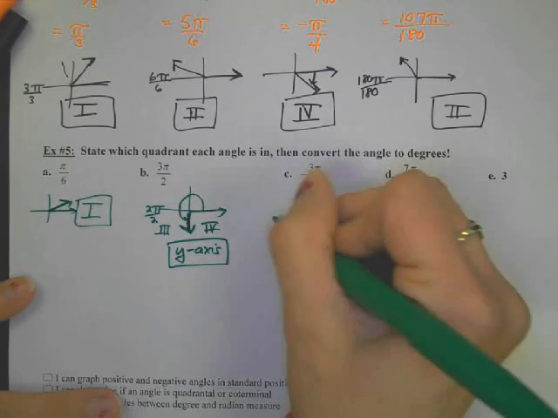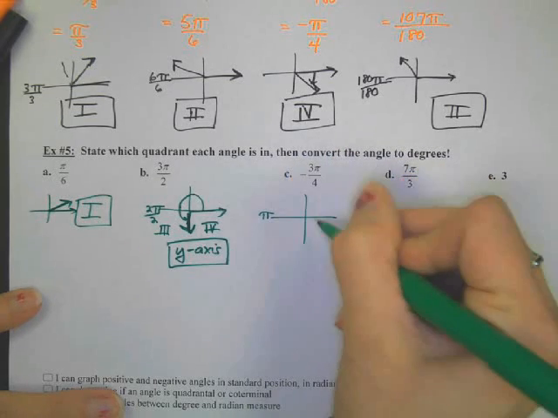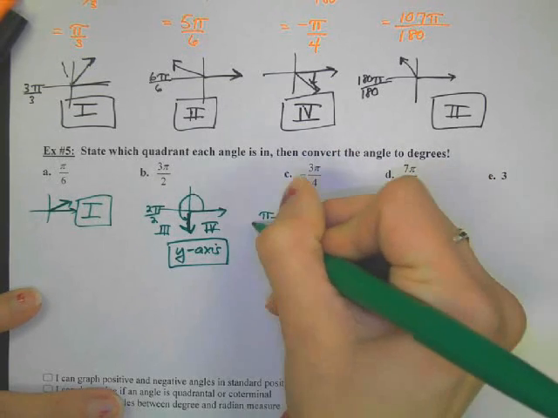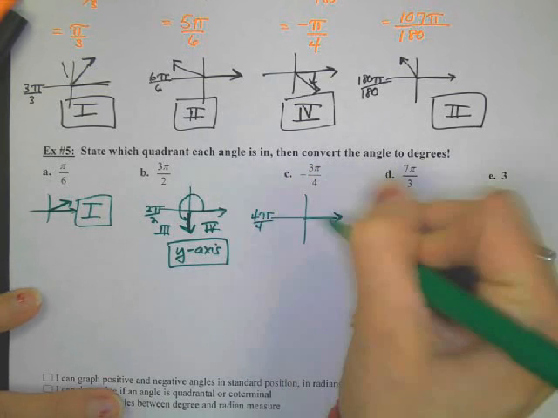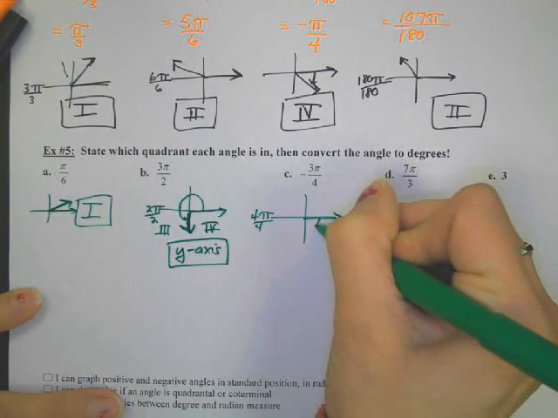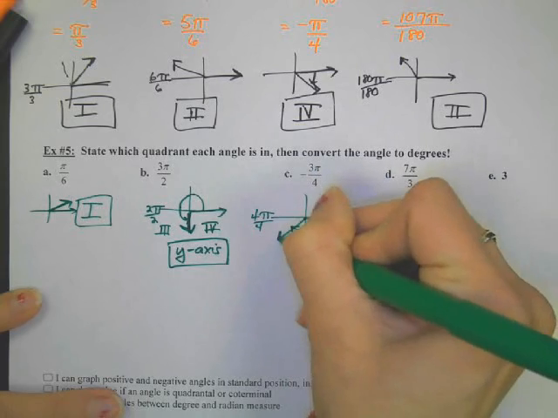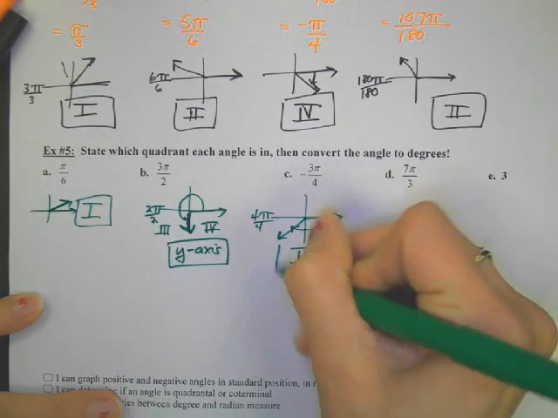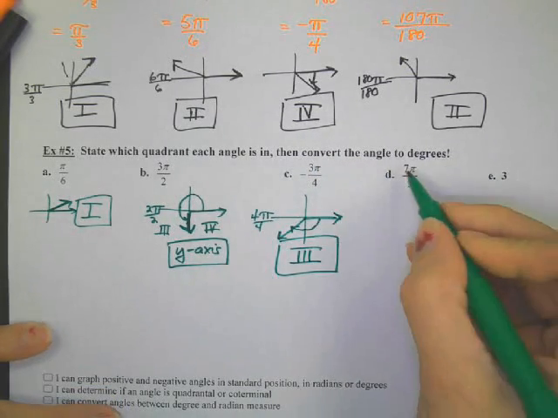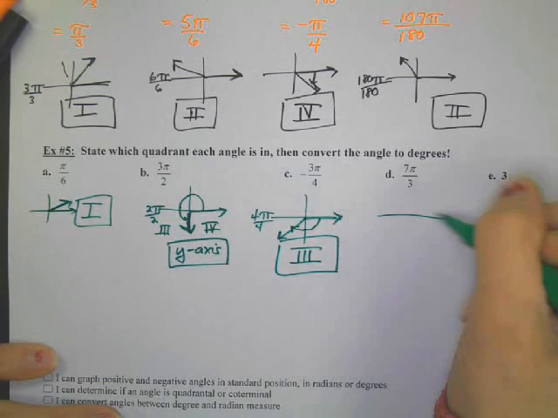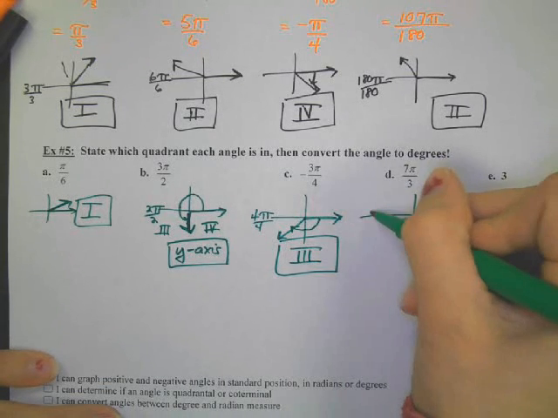Okay, which quadrant is negative 3 pi out of 4 going to be in? I know I have to swing down. And let's think of this as 4 out of 4. So where would 3 be? 1, 2, 3. It would be there in quadrant 3. 7 pi out of 3. Ooh, this one's going to wrap around a little bit, right?